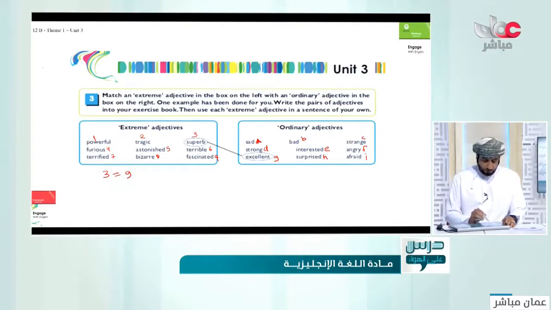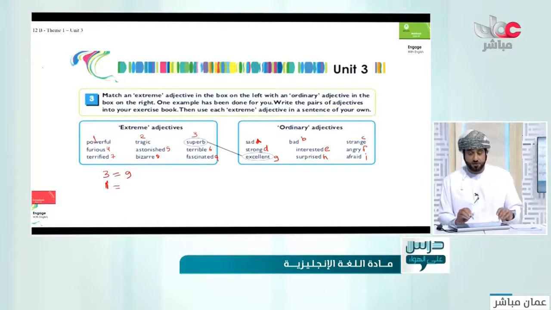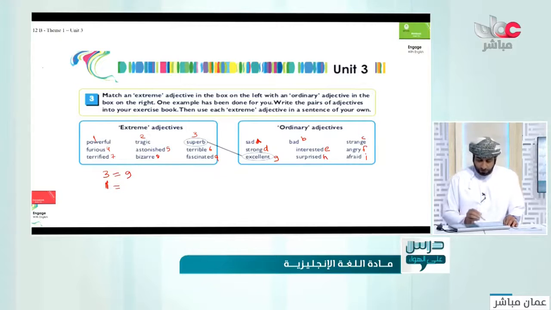Number 1, powerful, will go to sad, bad, strange, strong, interested. Which one? Strong. Excellent. So which letter? Letter D. Excellent. Number 2, tragic, will go to sad, bad, strange. Yeah, sad. Very good. It is sad, is it? Yes. Or bad? We can say bad, yes. B.